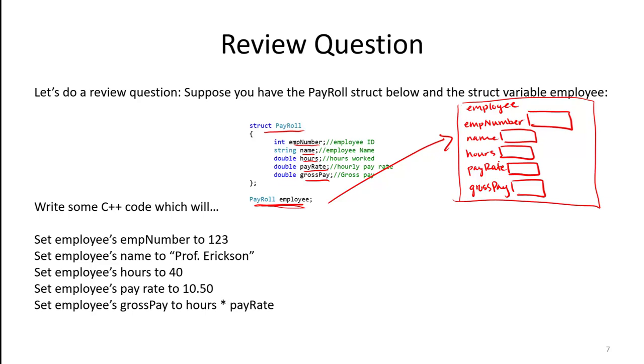And now we want to go through and update all the data within that employee struct to contain the following things. We want to set employee number to 123, name to Professor Erickson, hours to 40, pay rate to 1050, and gross pay to be hours times pay rate. If you'd like, you could try pausing the video now and see if you can write the code which will complete these tasks. Otherwise, let's discuss it together.